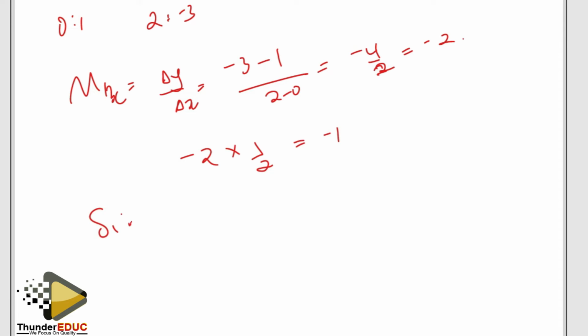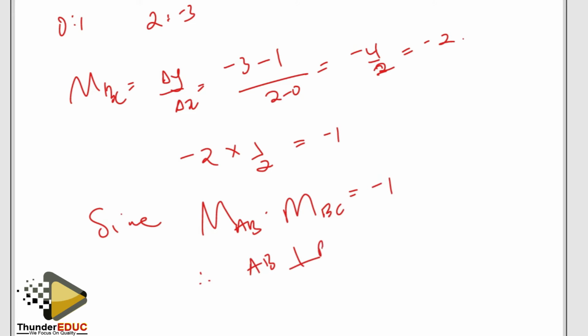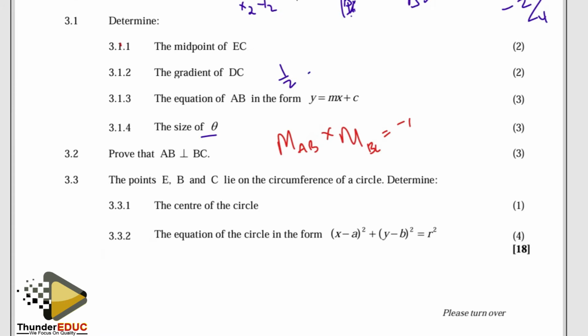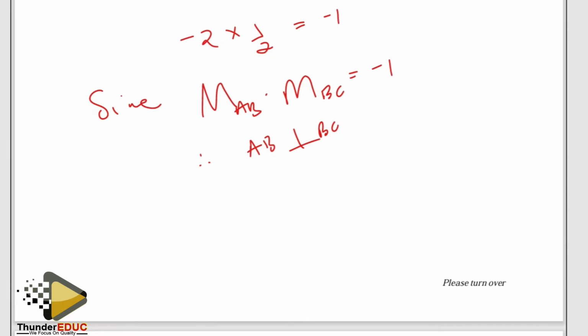Then tell us that since the gradient of AB times the gradient of BC gives me negative 1, therefore AB is perpendicular to BC. Is it AB or BC? Let me just confirm. AB. Perfect. So that is what you do.